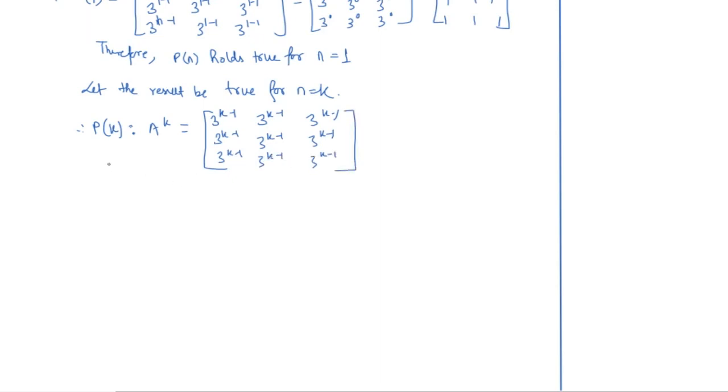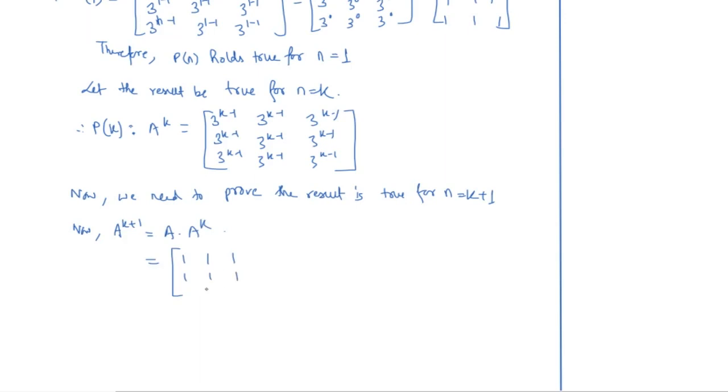Alright, now we need to prove that the result is true for n equal to k plus 1 as well. Now A raised to the power k plus 1 is equal to A into A raised to the power k. Okay, now A we know is the matrix of all ones, and A raised to the power k we just assumed to be true.